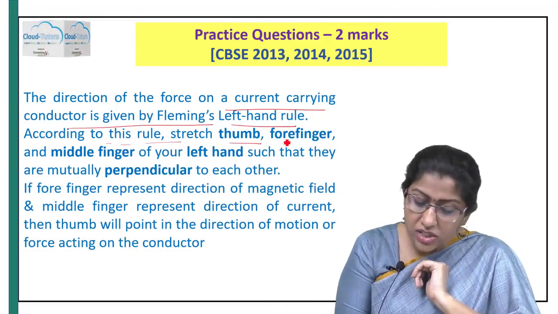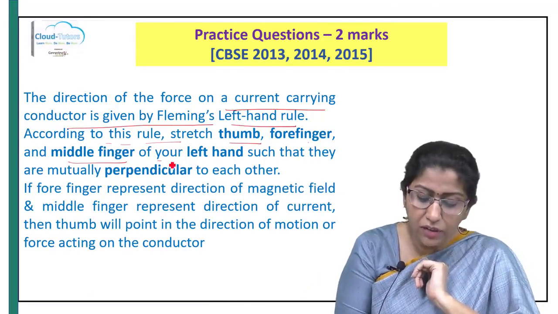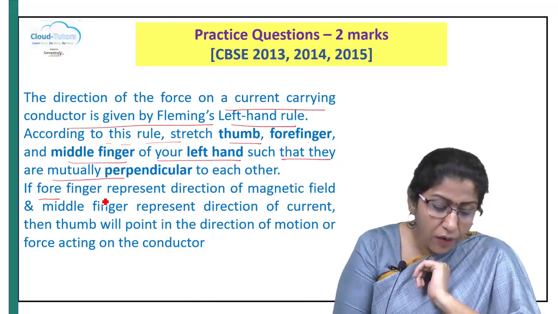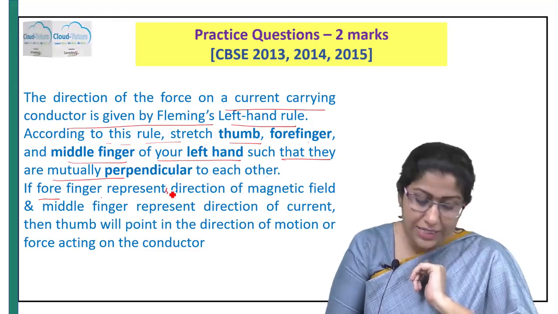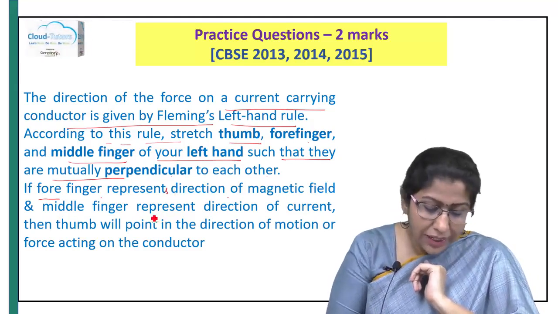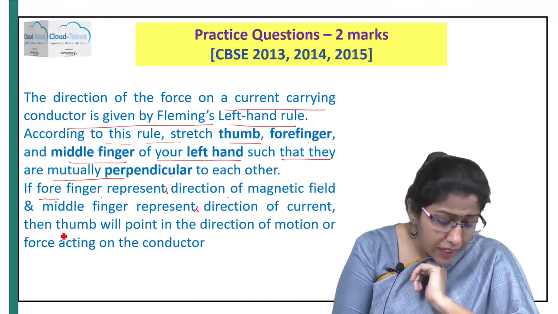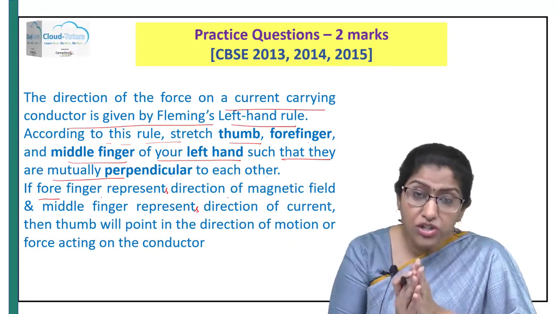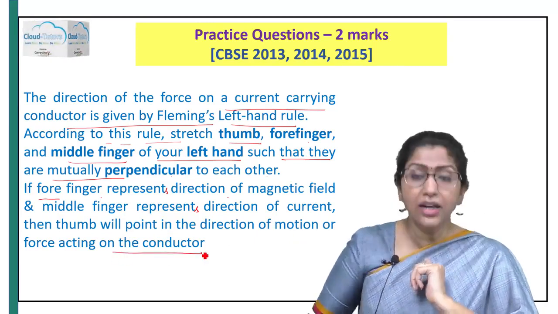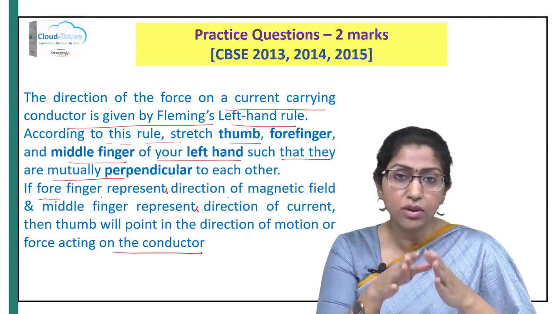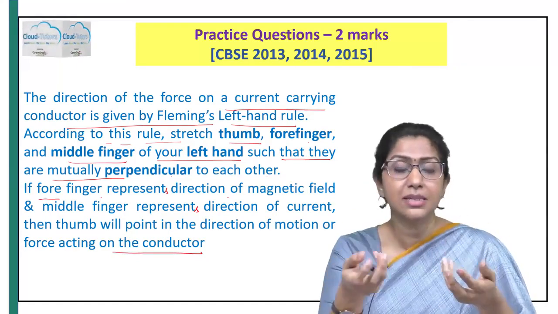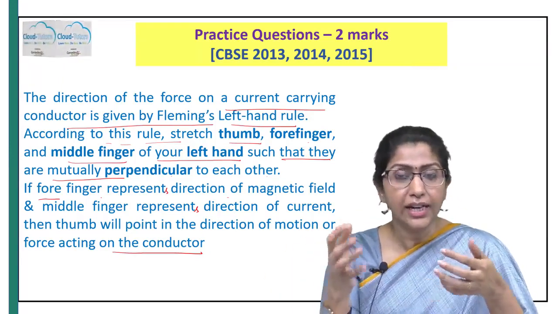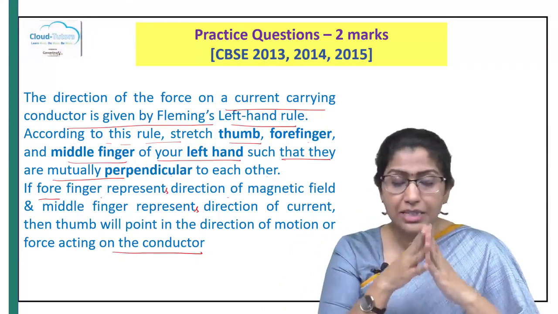According to this rule, stretch the thumb, forefinger and middle finger of your left hand such that they are mutually perpendicular to each other. The forefinger represents the direction of the magnetic field, the middle finger represents the direction of the current, and then the thumb will point in the direction of the motion or the force acting on the conductor. Motion of the conductor is also a right way to put it, because when the force experienced by the conductor pushes or pulls it, you see that the conductor moves, correct? You can also write it in this format.